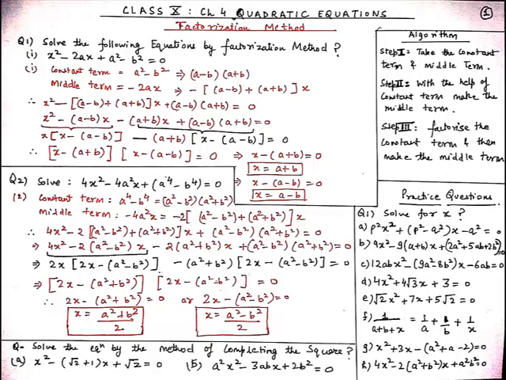Now on equating it with 0, we get x equal to (a square plus b square) upon 2 and x equal to (a square minus b square) upon 2. Now practice the question mentioned on your screen and share the solution with me.